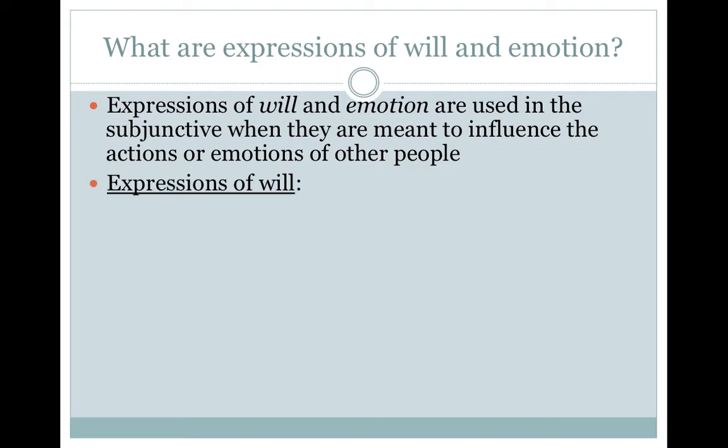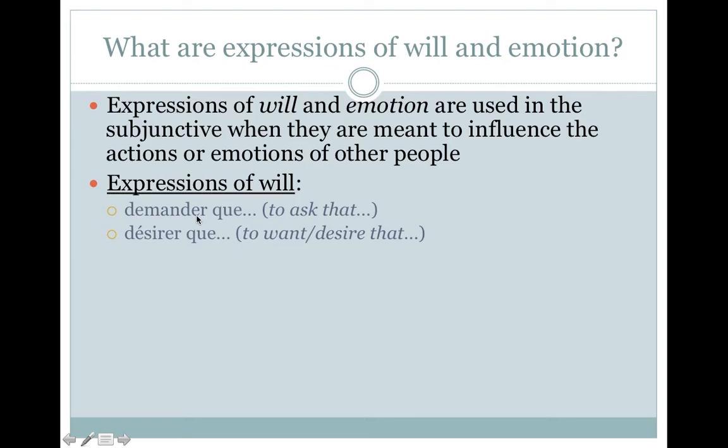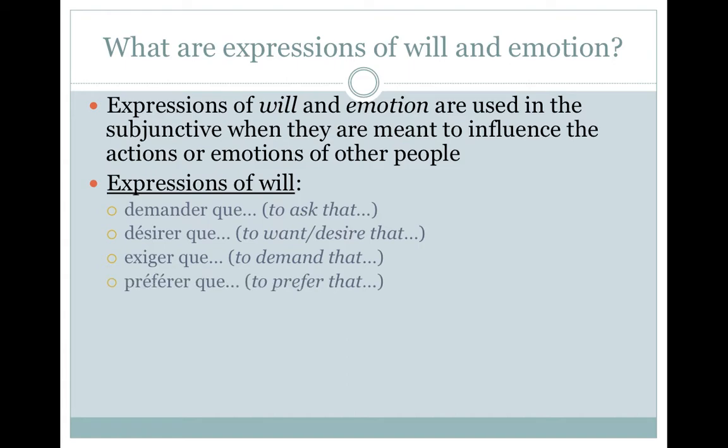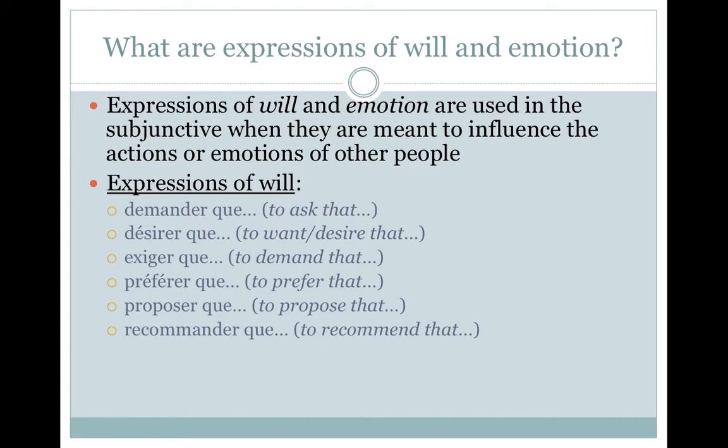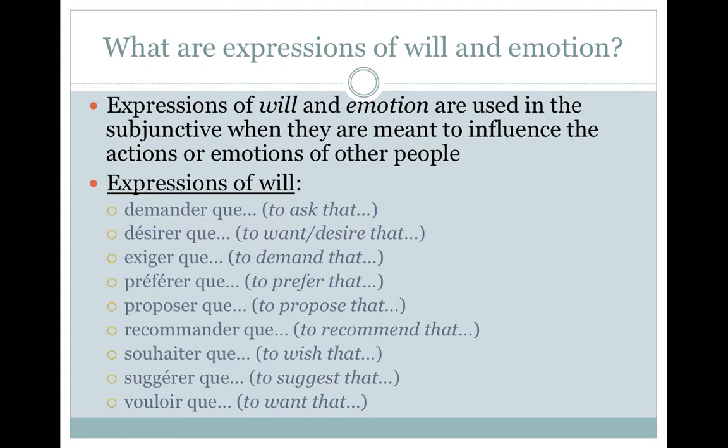Some expressions of will that will always signal the subjunctive are demander que, to ask that, but of course we would always conjugate this because it's an ER verb. Désirer que, to want or desire that. Exiger que, to demand that. Préférer que, to prefer that. Proposer que, to propose that. Recommander que, to recommend that. Souhaiter que, to wish that. Suggérer que, to suggest that, and vouloir que, to want that.